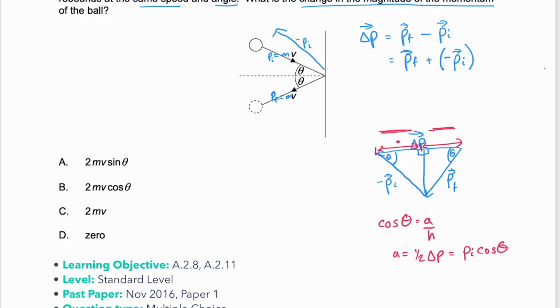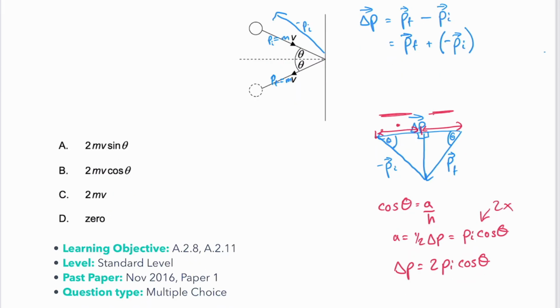And the other length of this is exactly the same, right? So delta p is simply 2 times that. So it's 2 times initial momentum cos theta. But because the initial momentum is actually equal in magnitude to the final momentum, then delta p is equal to 2 mv cos theta. The answer is B.